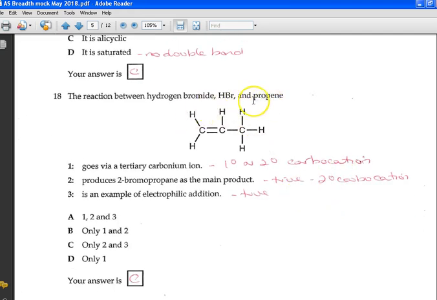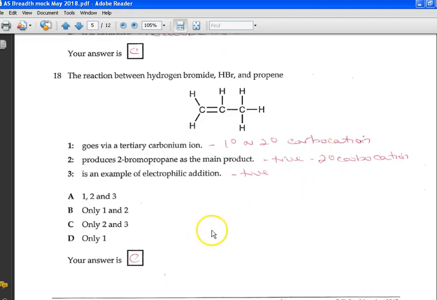Given hydrogen bromide here, you're given the reaction between hydrogen bromide and propene. You're asked how does it proceed. So does it go via a tertiary carbonium ion or carbocation? It can't do, because this carbon would be a secondary carbocation. This carbon would be a primary carbocation. Make sure you know the difference. Make sure you know how to define primary, secondary, tertiary, carbocation, and anything else that has that classification.